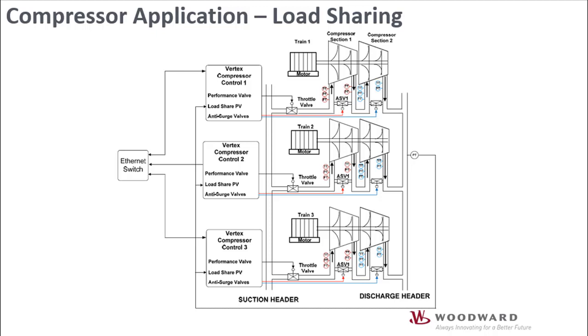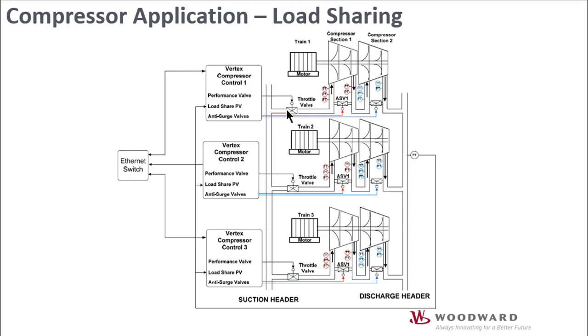So here we have an example of a 3-train compressor system. These trains operate in load sharing in order to maintain a common discharge header pressure to a set point. So each train consists of the motor, the 2-section compressor, and a throttle valve. The sections' operating points are calculated by the Vertex controller for that train. So each train has its own Vertex control, and that is used to modulate the anti-surge valves.